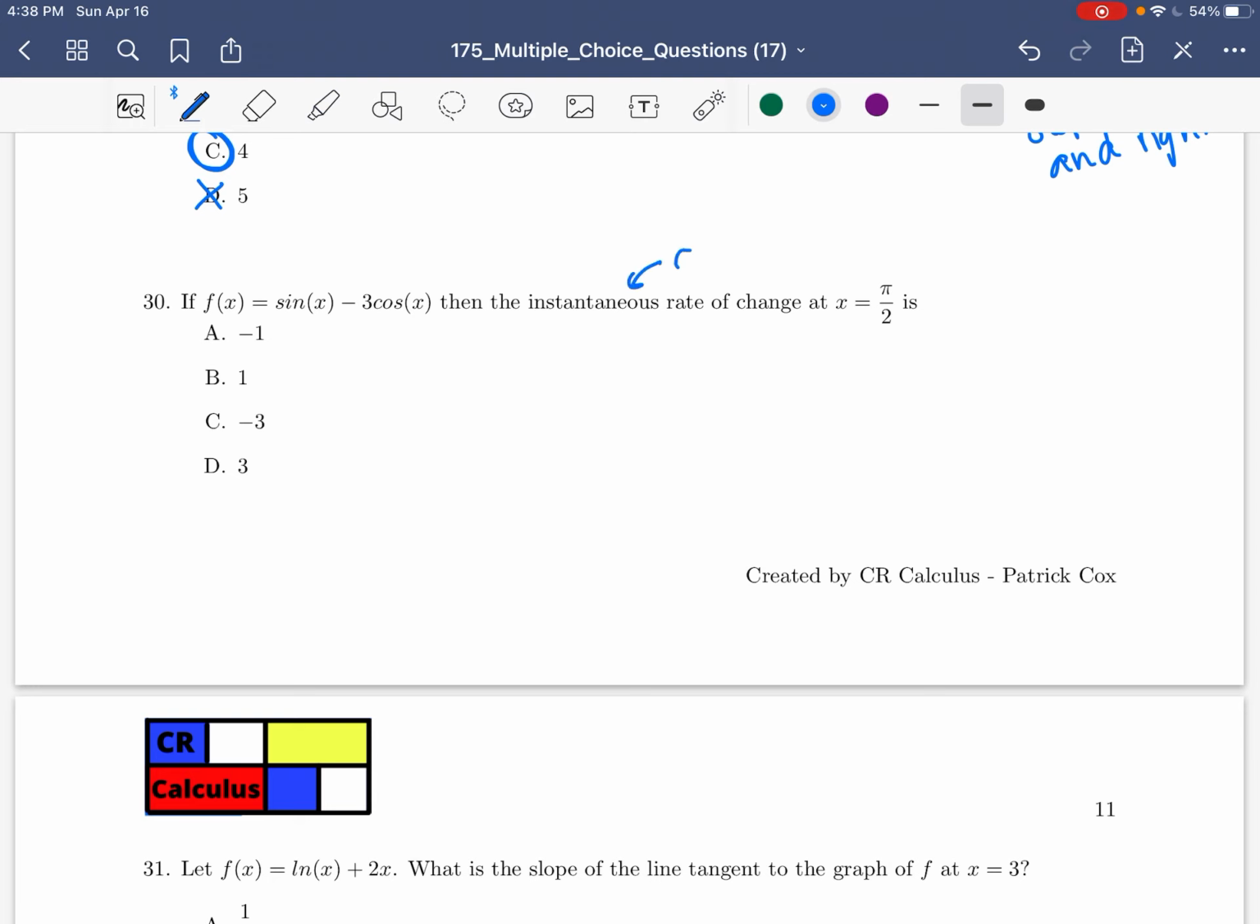Number 30 asks for the instantaneous rate of change. So that is not going to be slope. That's going to be the derivative. So we want to find the derivative and then plug in the x value that they give us. So just f prime of x. Derivative of sine is going to be cosine. And then the derivative of negative 3 cosine is going to be positive 3 sine. So now all we have to do is plug in the point that they gave us, so pi over 2.